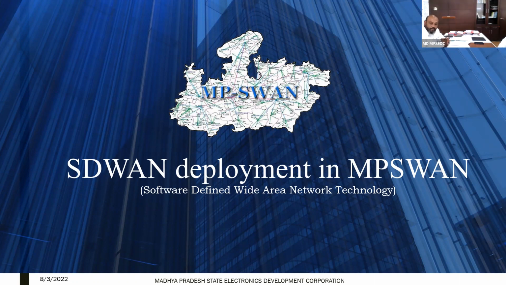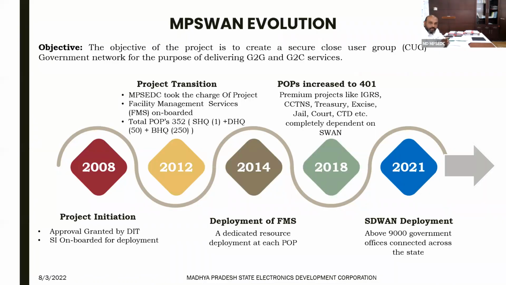So today we'll be going to talk about the SDWAN software-defined wide area network technology, which we have implemented in SWAN. As you might all be aware, the State Wide Area Network is one of the mission mode projects of the Government of India, started somewhere in 2008, which was initiated to provide connectivity to all the government offices of the state. And on the very next slide, we talk about the evolution of MPSWAN, how we have started.